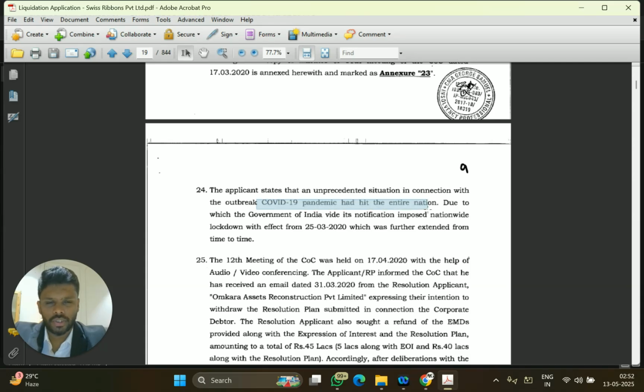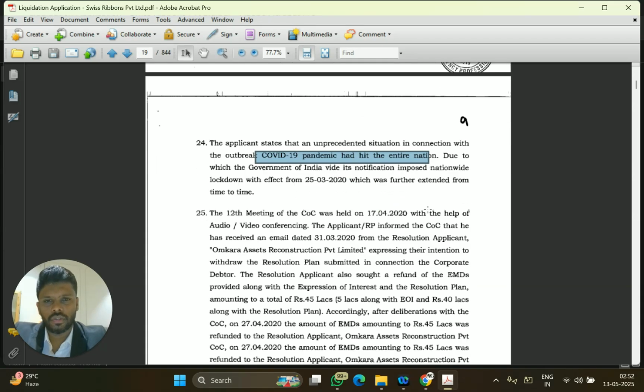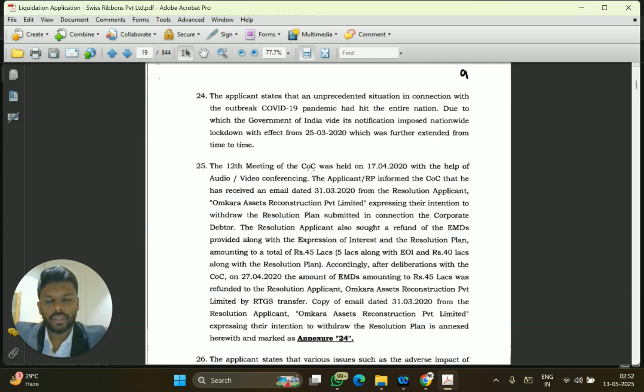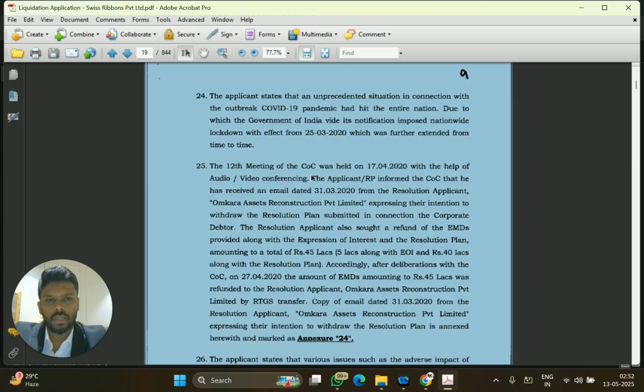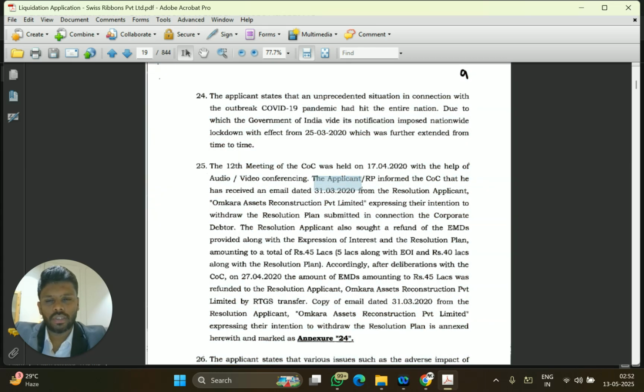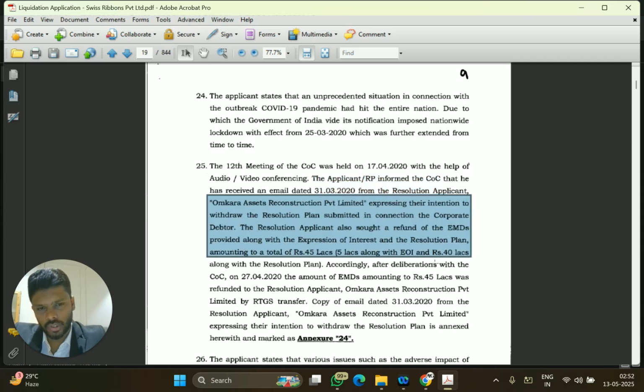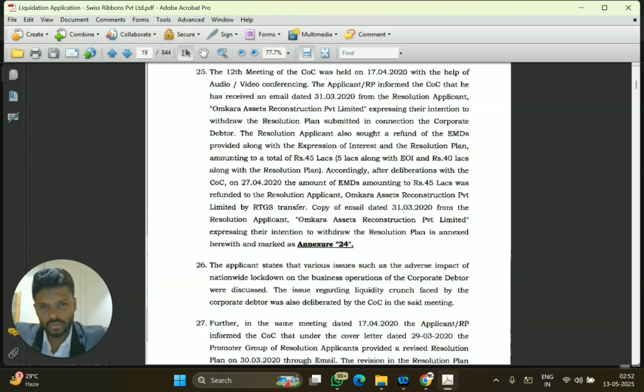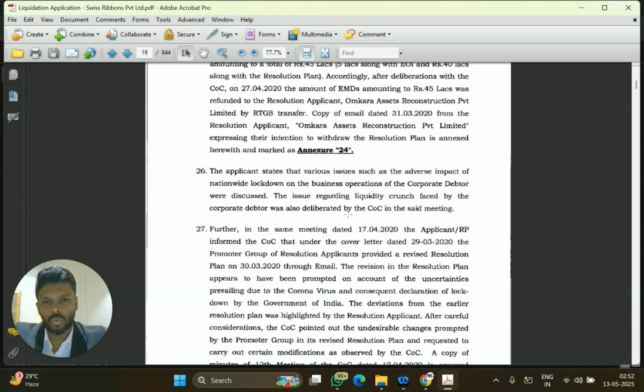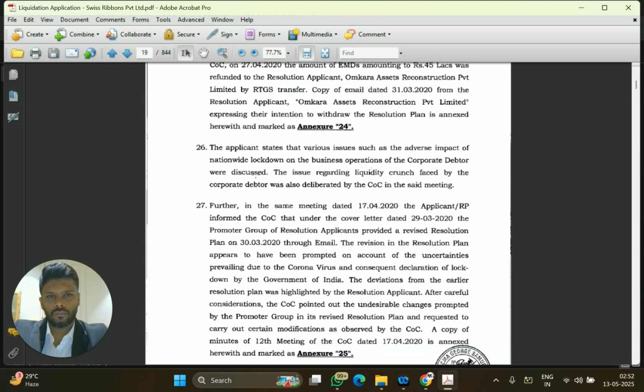Thereafter, suddenly the COVID pandemic hit the nation and some time passed. The applicant informed in the 12th meeting that he had received an email from the resolution applicant, Omkara Reconstruction, expressing their intention to withdraw from the resolution plan submitted in connection with the cooperator and sought refund of their EMD. Therefore, Omkara withdrew from the COC, and thereafter only one resolution plan was before the COC, that submitted by the promoter group.